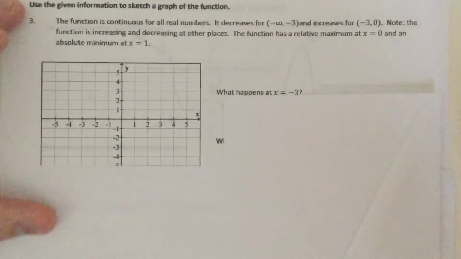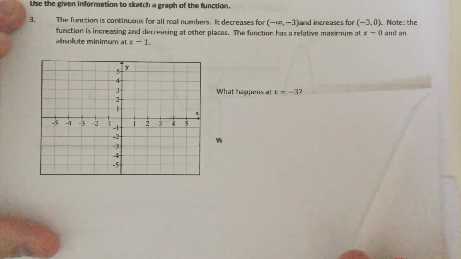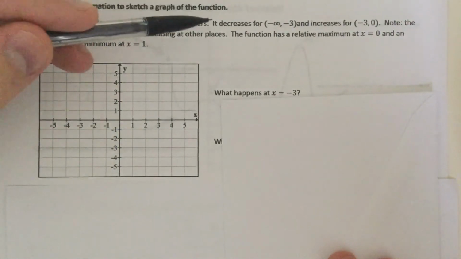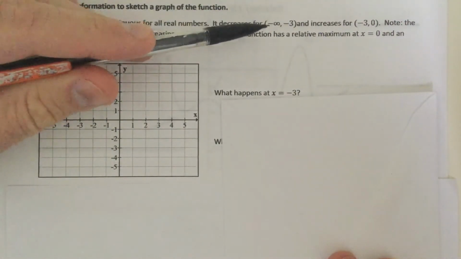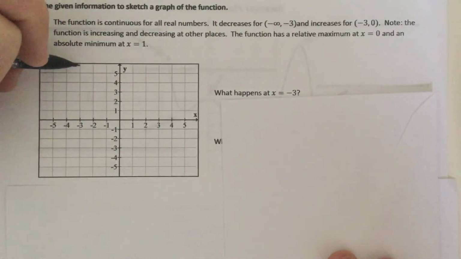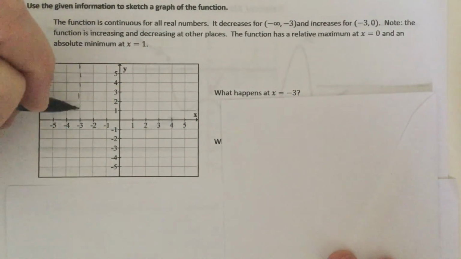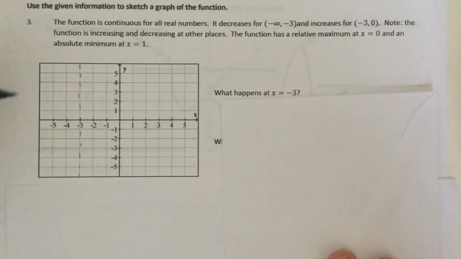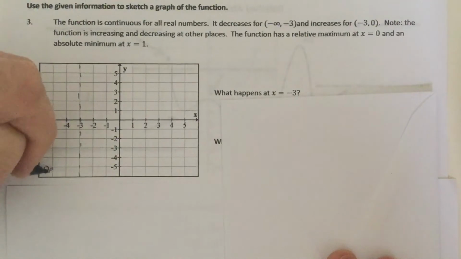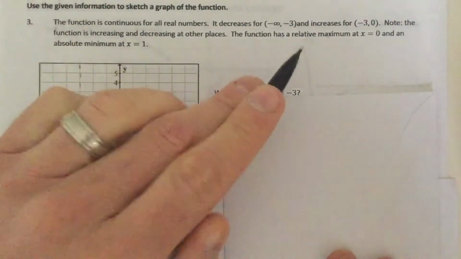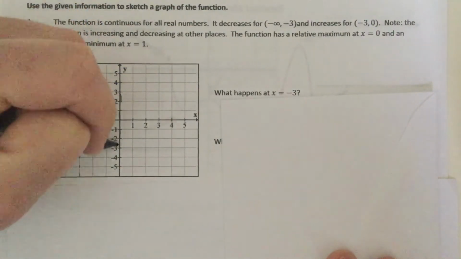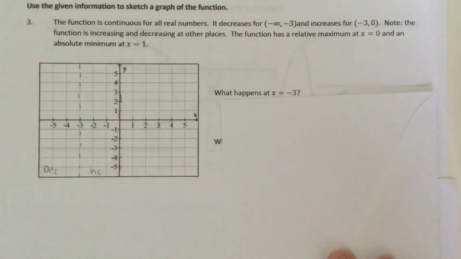All right, so now what we're going to be doing is we're going to be given some information and we have to sketch a graph. So it says the function is continuous for all real numbers. So it means it's going to have arrows on both sides. It decreases between -infinity and -3. So what I'm going to do is make a vertical dotted line going through the x value of -3 because I know it's going to have to decrease before that. So I'm going to put decrease here. And then it says it increases between -3 and 0. So I'm going to put another dotted line there. And I'll put increase here.